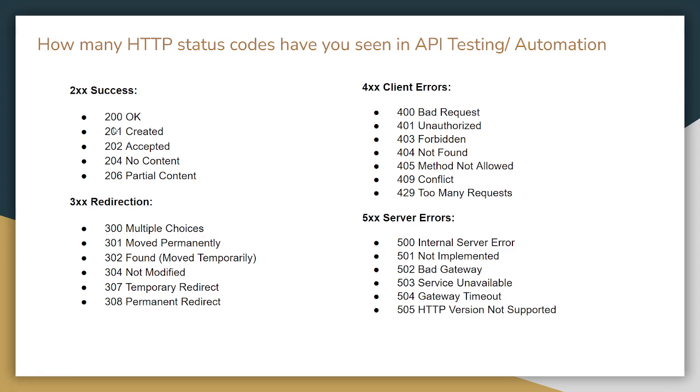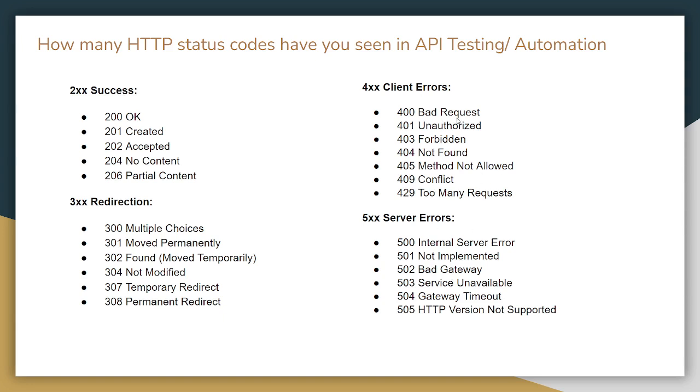Normally if you send a GET request, you should get 200, and 201 is for POST created, 202 accepted, 204 no content, 206 partial content. For 3xx redirection, 300 multiple choices, 301 moved permanently, 302 moved temporarily, 304 not modified, 307 temporary redirect, 308 permanent redirect. Normally 2xx and 4xx are mostly asked, and 5xx.